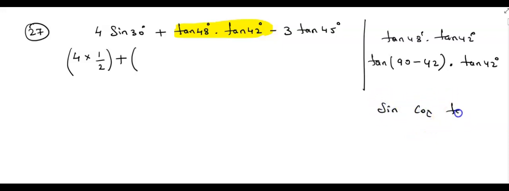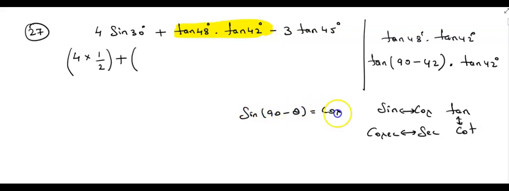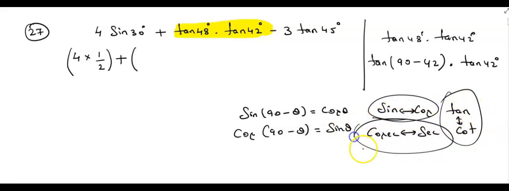Now, see children, I hope you remember these complementary angles. That is sine, cos, tan, cosecant, secant, cot. Sine and cos, tan and cot, cosecant and secant. What does it mean? It means that sine of 90 minus theta is cos theta. Similarly, cos of 90 minus theta is sin theta. Tan of 90 minus theta is cot theta. Cot of 90 minus theta is tan theta. Secant of 90 minus theta is cosecant theta. Cosecant of 90 minus theta is secant theta.